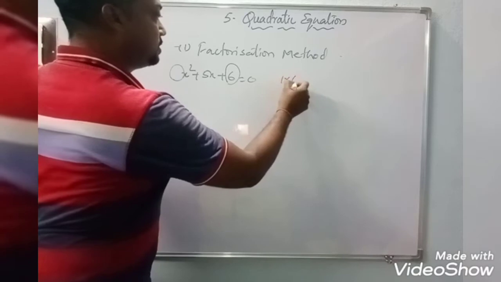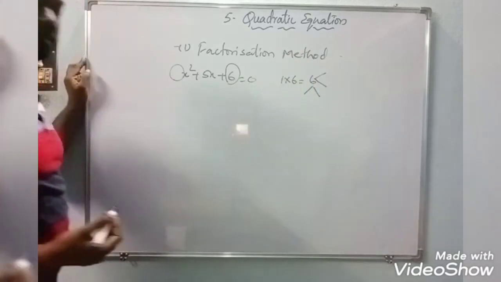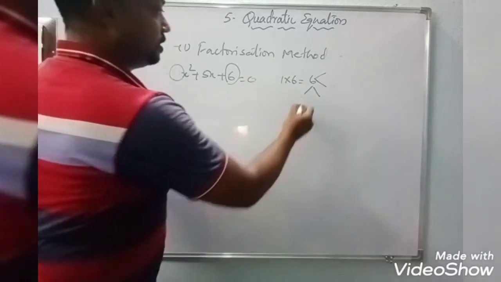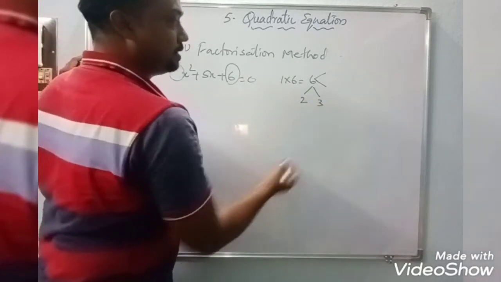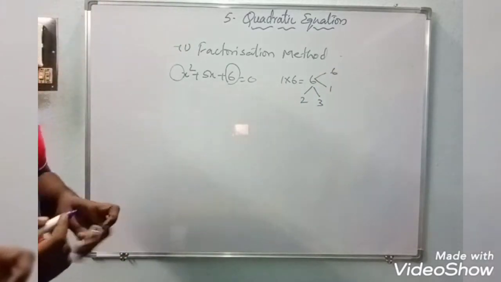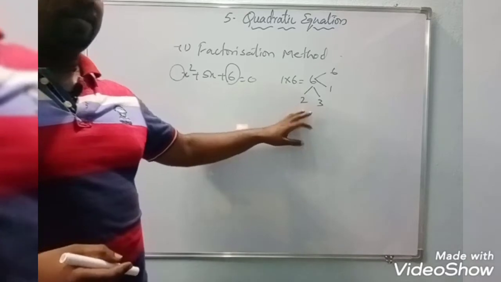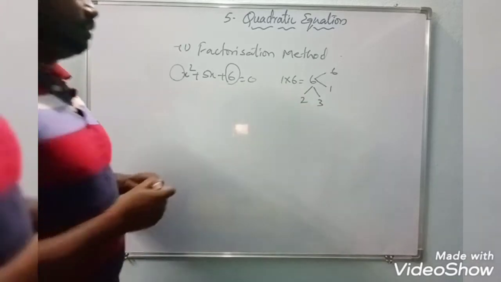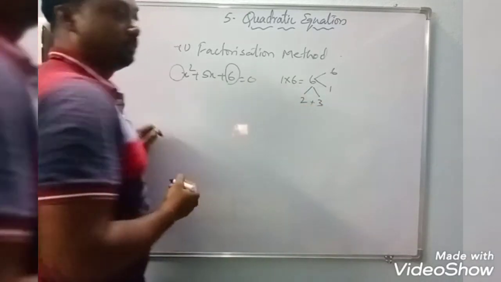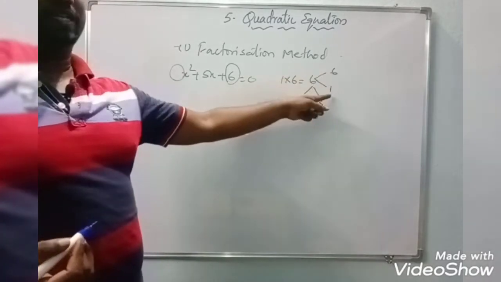So 1 into 6 is 6. Now you have to see in which tables this 6 will go. It will go in 2 threes are 6 and 6 ones are 6. Now you have to add or subtract any two values so that you get the middle value. If I take 2 plus 3, 2 plus 3 is 5. Here also I am getting 6 minus 1 is 5.